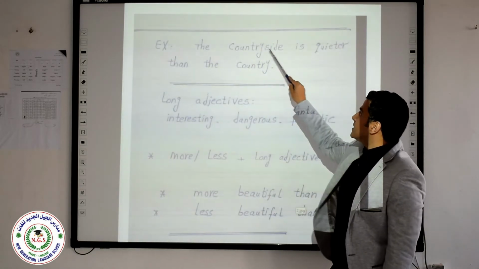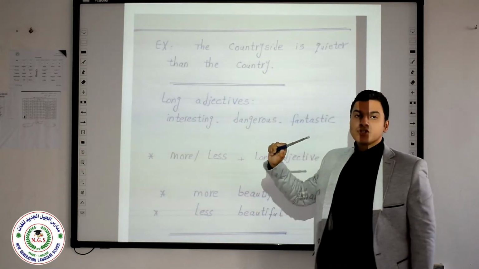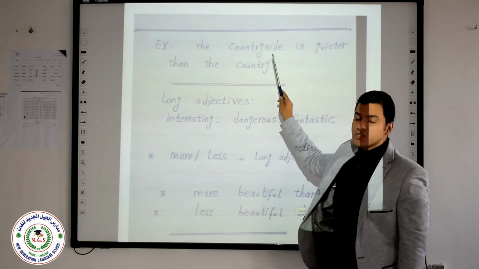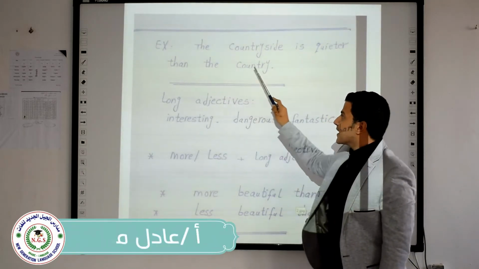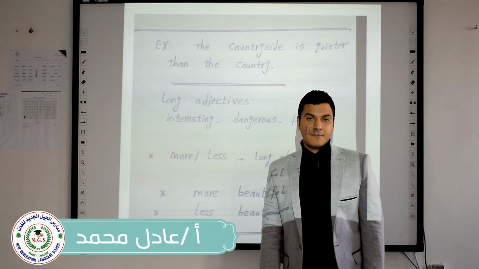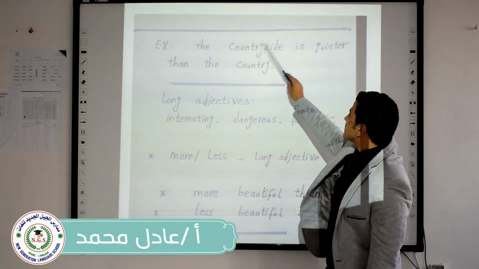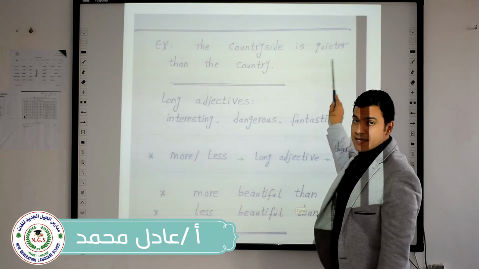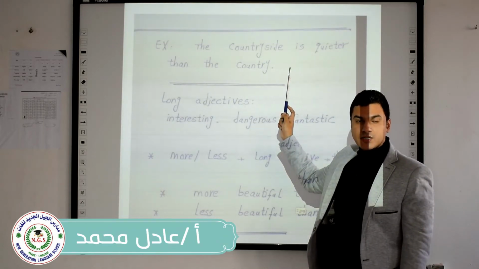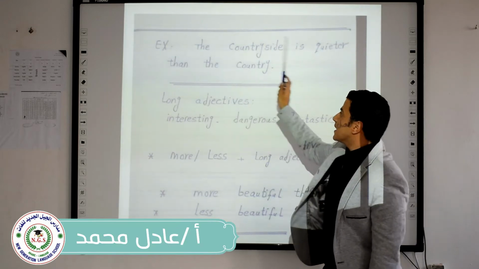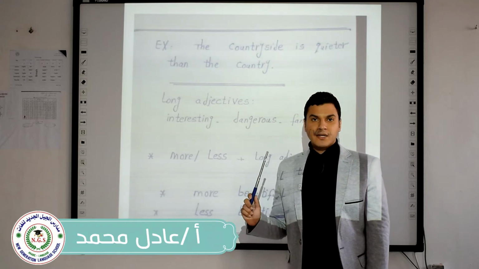For example, the countryside is quieter than the country. The countryside الريف is quieter than the country, أهدى من المدينة. We can also say البلد. For example, quieter, quiet, هادي. I added er, ضفت er at the end of the short adjective plus than. Quiet هادي, quieter than أهدى من. So we finished the short adjective.